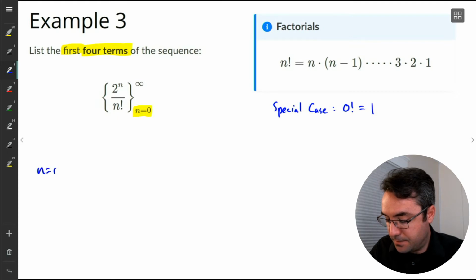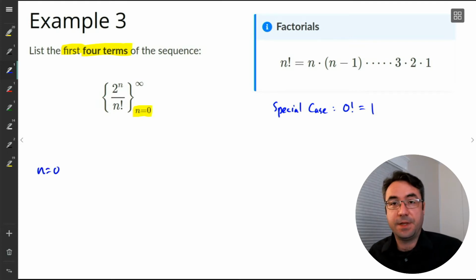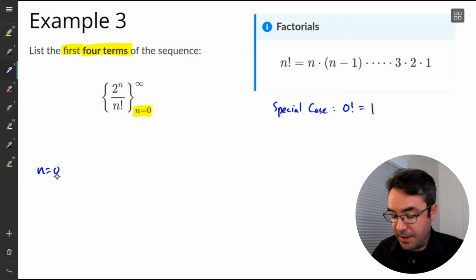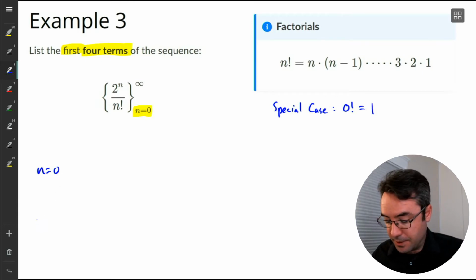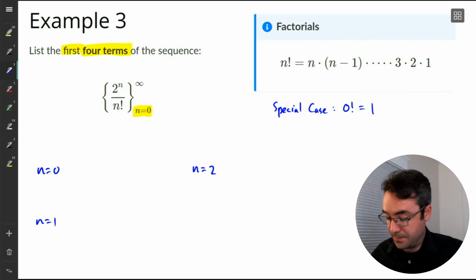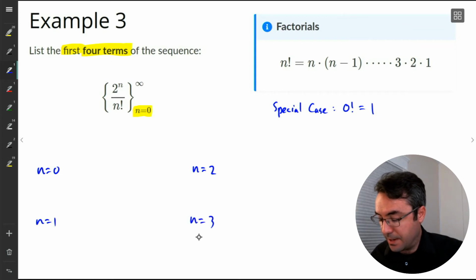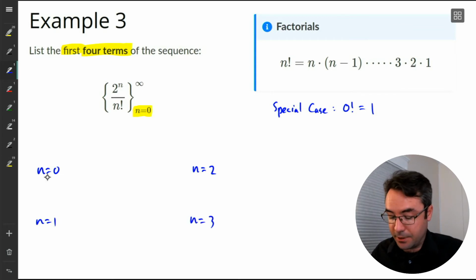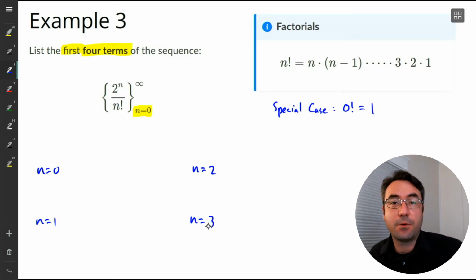n equals 0. That's our starting index. Then go to the next integer. So we're going to plug in n equals 1. Then go to the next integer after that. So we'd want to do n equals 2. And then finally, we would want to consider n equals 3. So we want the first 4 terms. So we start with 0, and then we just increase from there until we have 4 n values.